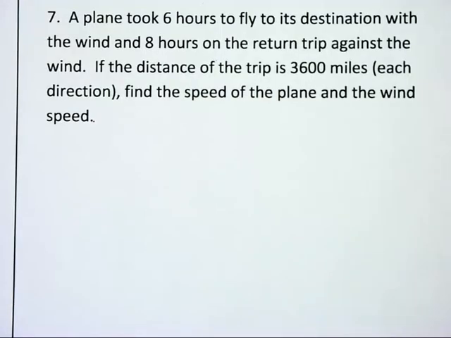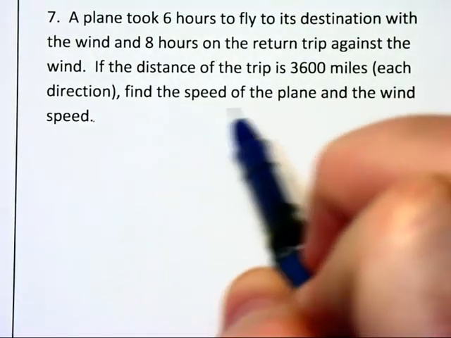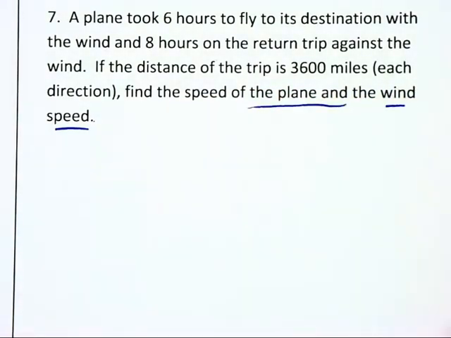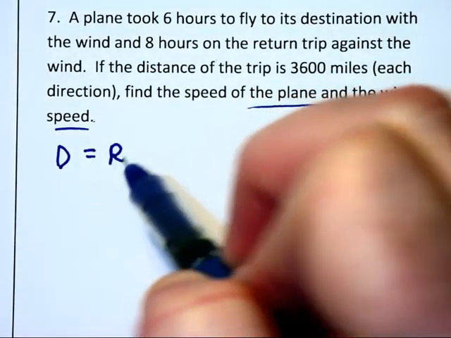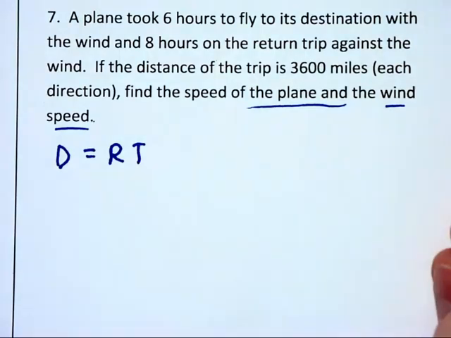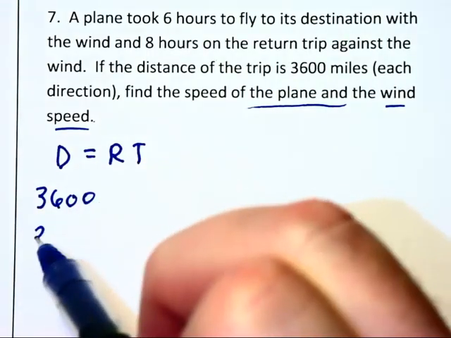Now we have an airplane problem. We've got to see which method this is. Upon reading it, I'm looking for the speed of the plane and the wind. And in this chapter, we set up two equations with distance equals rate times time to solve this problem. Now both the trip and the return trip were 3,600 miles, so I'm going to write that down.